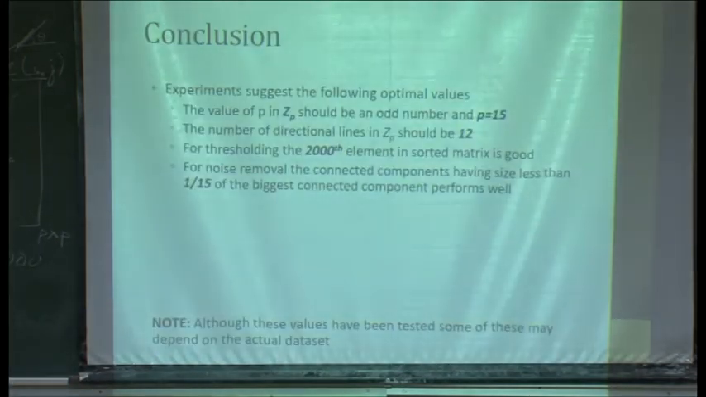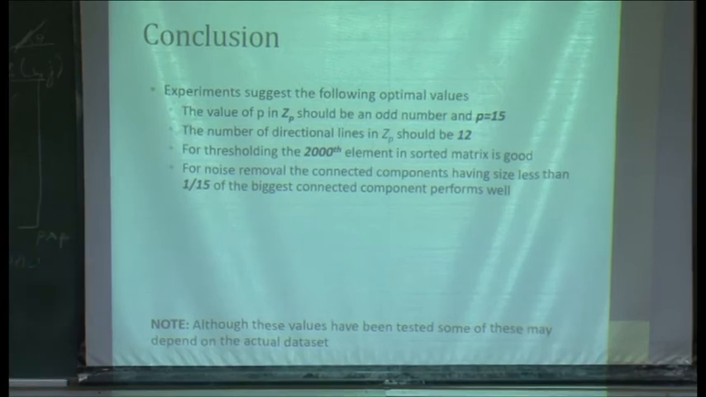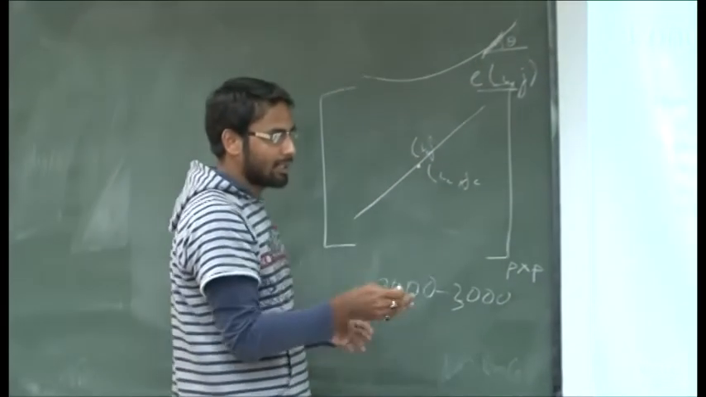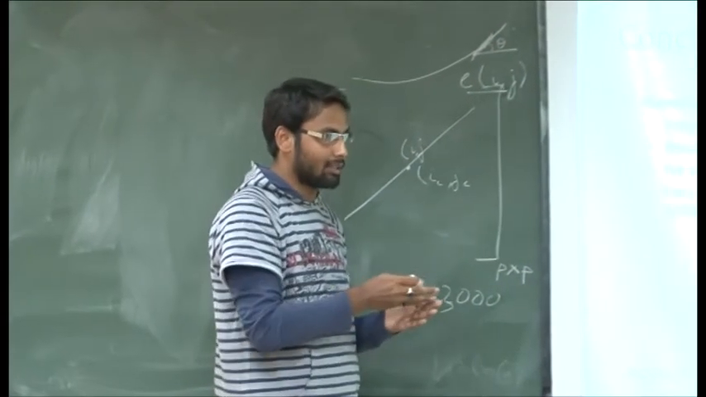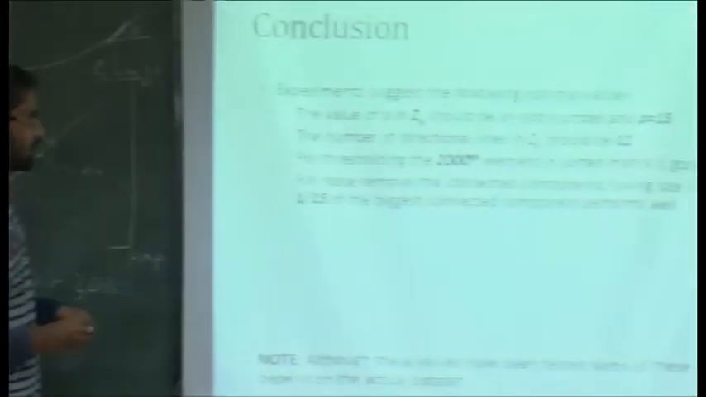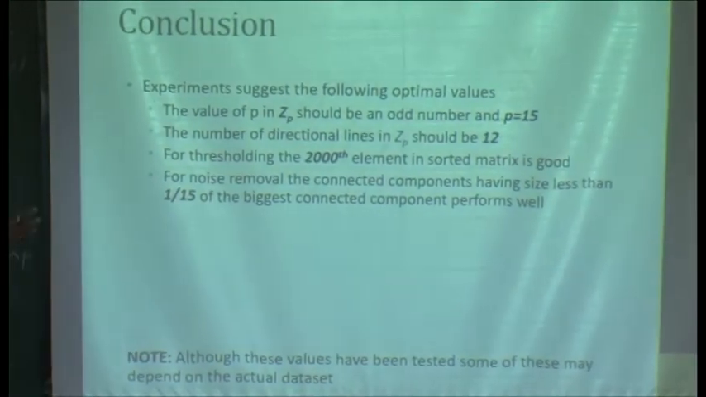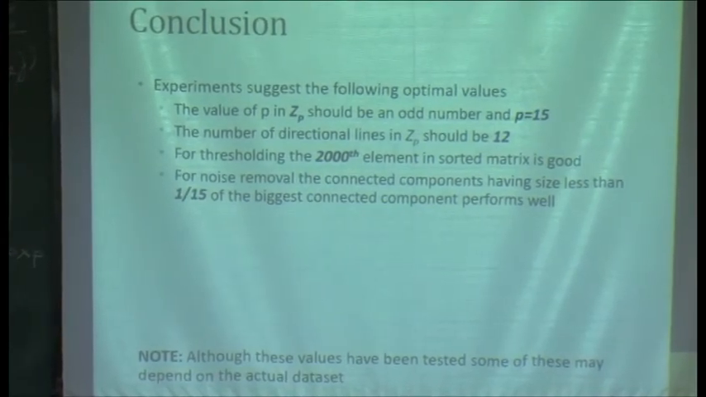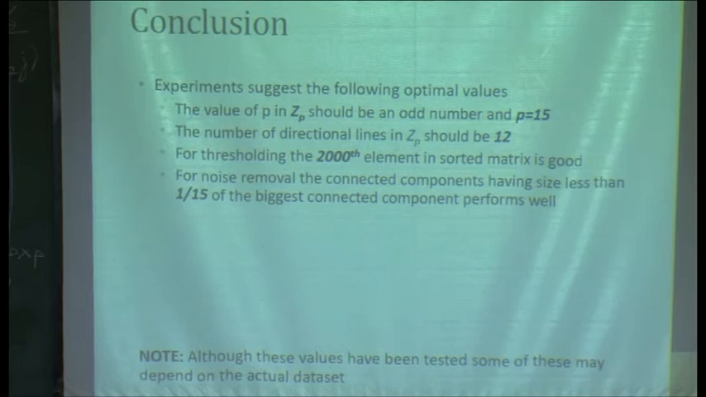So experimentally we carried out tests to determine the value of ZP, and the size is optimum when it is 15. For less than that, it doesn't find the lines, and for more than that, the computation time is much more. And for the number of directional lines, we chose 12. For less than that, again the same case occurs.